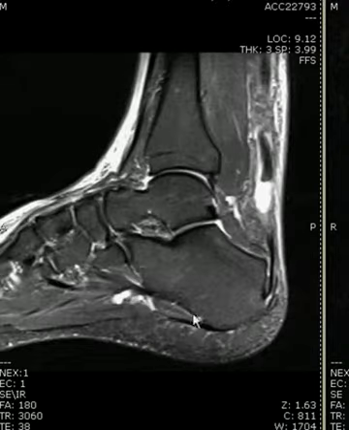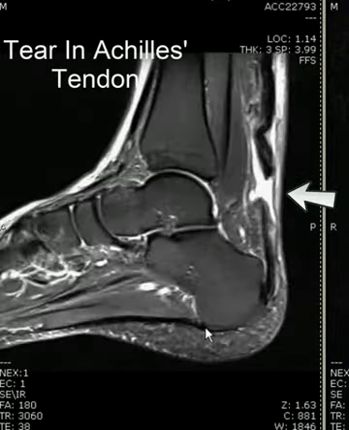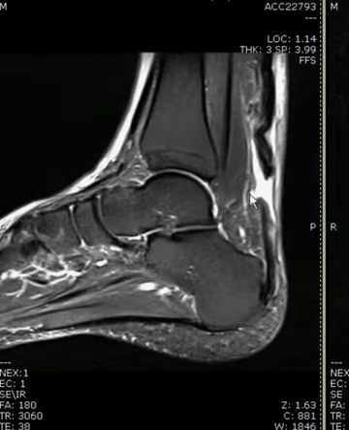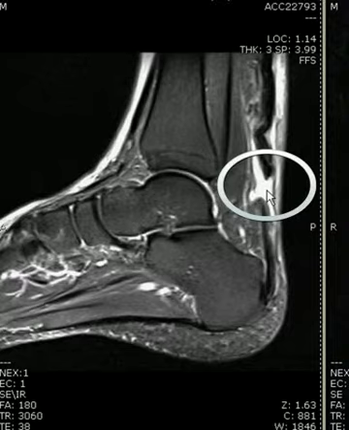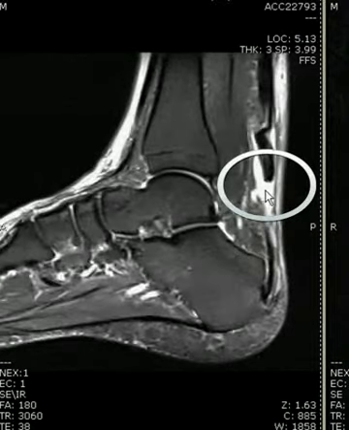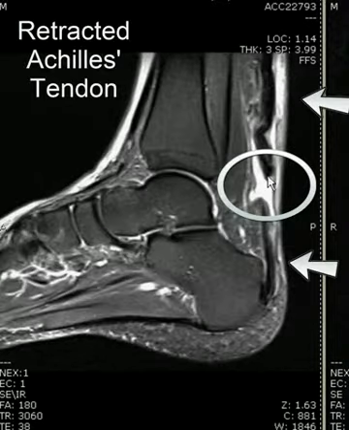posterior subtalar joint, the plantar fascia, and we can nicely see the full thickness tear in the Achilles tendon with the high signal intensity hemorrhage and fluid filling the gap. This is an approximately 1 to 1.5 centimeter tendon tear. You can see the retracted posterior upper portion and the retracted inferior portion.